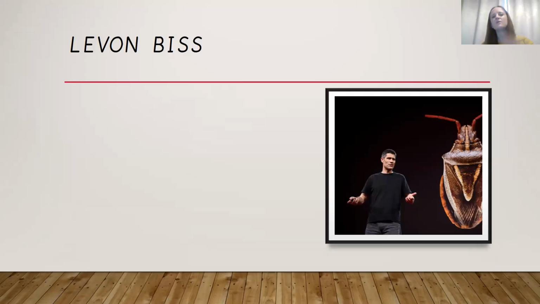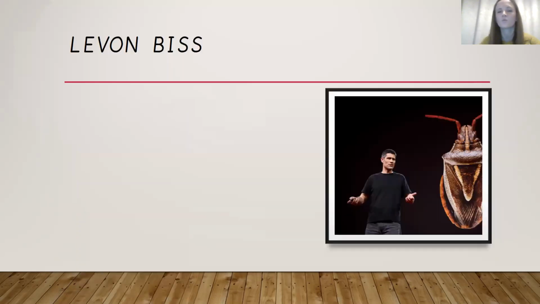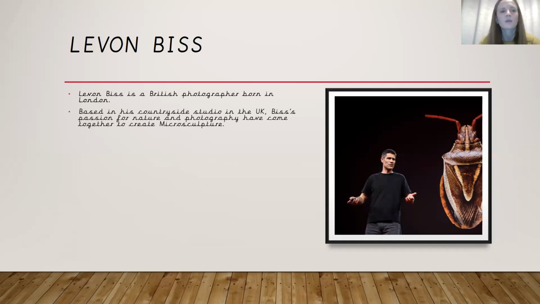So Levon Bis is someone that's still quite important today. I want you to think back to how Charles Darwin used to draw these. These were hand-drawn, detailed pictures of different living things from around the world. Now, a man named Levon Bis has made things a bit more detailed. So he is a British photographer who was born in London. And based in his countryside studio in the UK, Bis's passion for nature and photography have come together to create something called a macro sculpture.